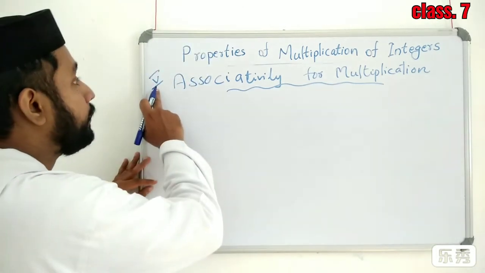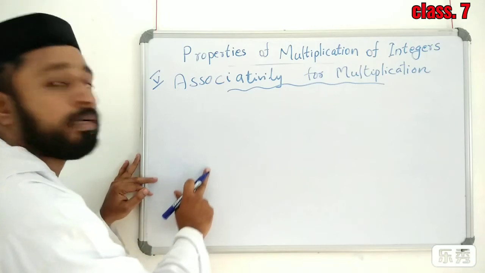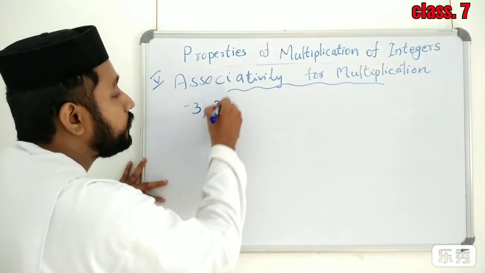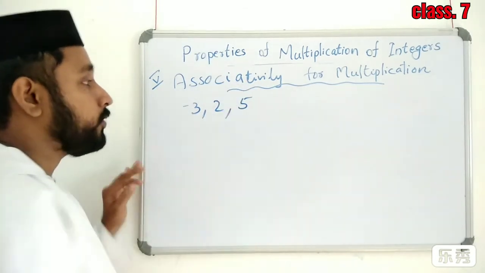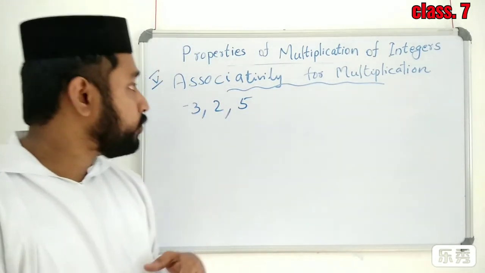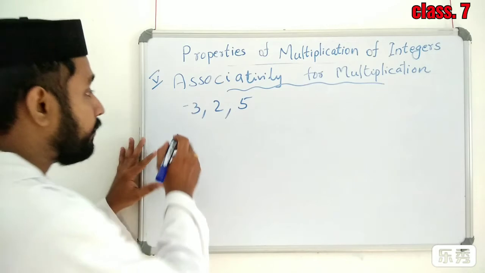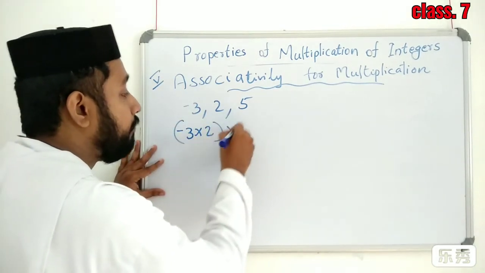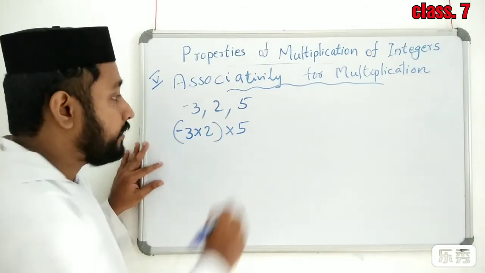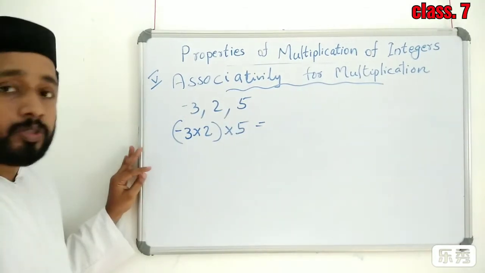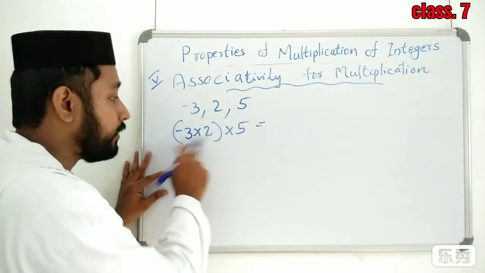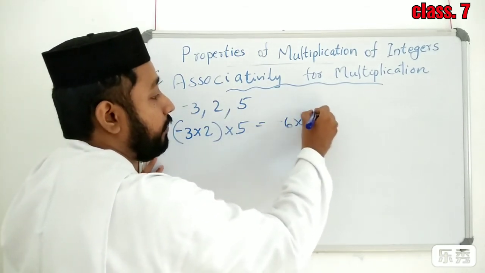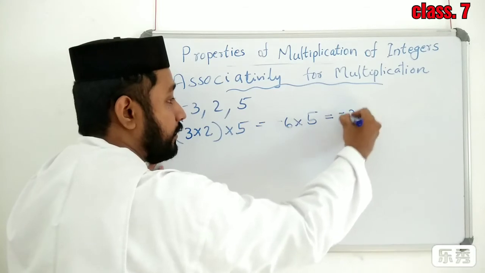So, property number 5, associativity for multiplication. Here I am going to multiply minus 3, 2 and 5. First I am going to multiply minus 3 into 2, then 5. What is the answer? Minus 3 into 2 is minus 6, into 5. What is the answer? Minus 30.